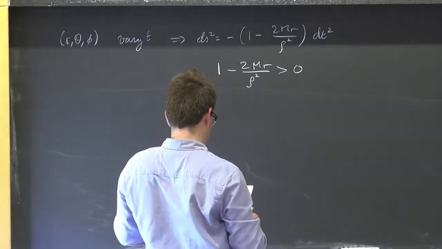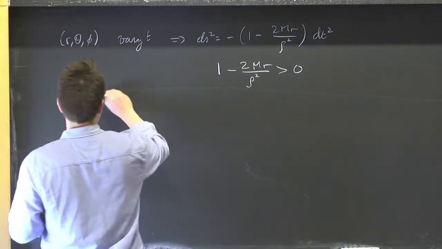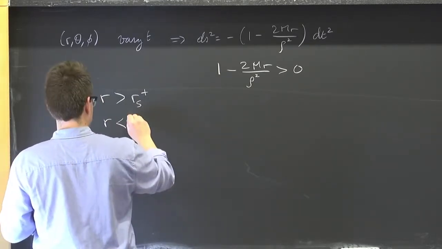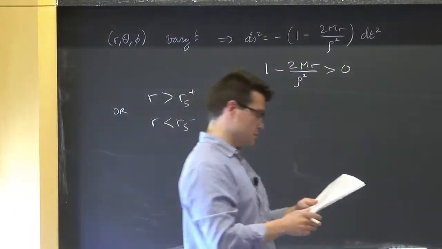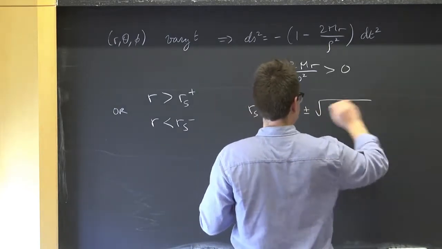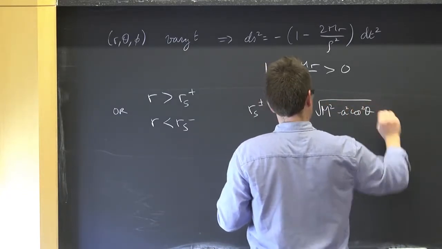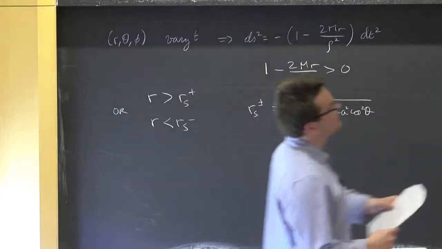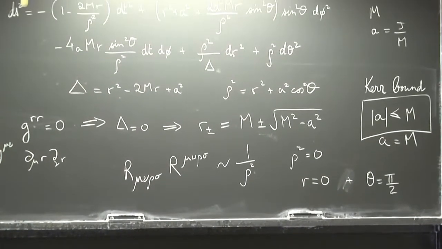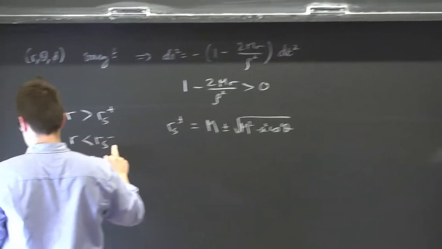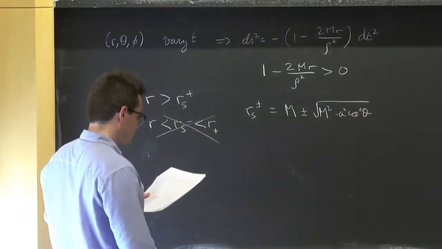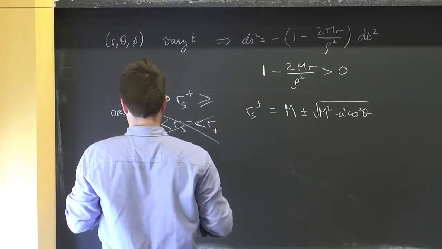So rho squared is displayed still over there. That means it happens if r is greater than r_s plus, or r is less than r_s minus, where these are the roots, which are given by this formula. Now recall that r minus and r plus, the inner and outer event horizon, are given by that formula. So you can see from this that r_s minus is less than r plus. So this is beyond the event horizon, so we're not going to care about this too much. But on the other hand, this is greater than or equal to r plus.